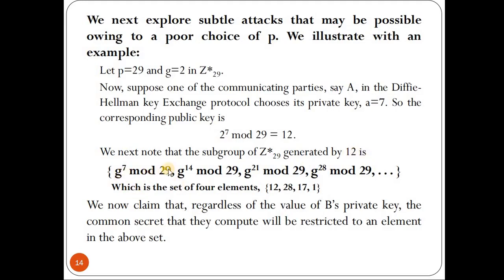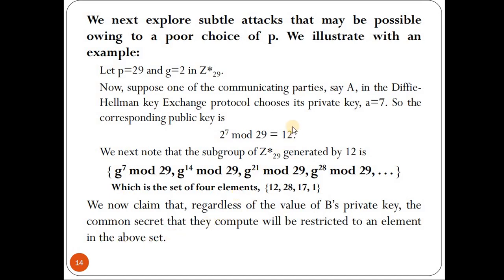We next note that the subgroup of Z star 29 generated by 12 is G to the power 7 mod 29, G to the power 14 mod 29, G to the power 21 mod 29, lastly G to the power 28 mod 29, which is a set of 4 elements: 12, 28, 17, 1. That is, G to the power 7 mod 29 is 12, G to the power 14 mod 29 is 28, G to the power 21 mod 29 is 17 and G to the power 28 mod 29 is 1. We now claim that regardless of the value of B's private key, the common secret that they compute will be restricted to an element in the above set.